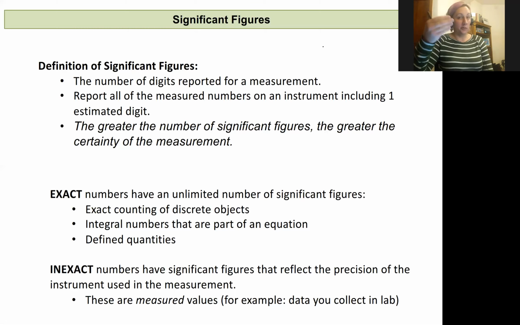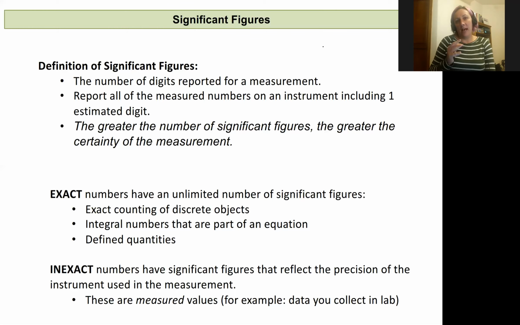So in general, the greater the number of significant figures, the greater the certainty of the measurement. So if I can report more digits to a number, I have a much more accurate tool for measuring that mass or that volume or that density.